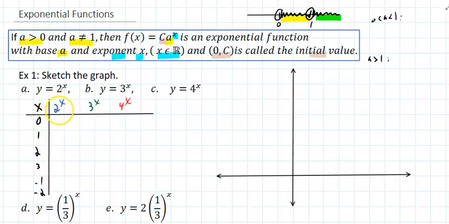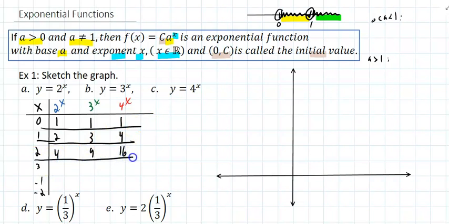So if I replace x by 0, 2 to the 0 is 1, 3 to the 0 is 1, 4 to the 0 is 1. If I let x equal 1, 2 to the 1 is 2, 3 to the 1 is 3, 4 to the 1 is 4. If I square each of those, 2 squared is 4, 3 squared is 9, 4 squared is 16. For 3, 2 to the third power is 8, 3 to the third power is 27, 4 to the third is 64. Now comes the negative. If I put negative 1, 2 to the negative 1 is 1 over 2, 3 to the negative 1 is 1 over 3, and 4 to the negative 1 is 1 over 4.